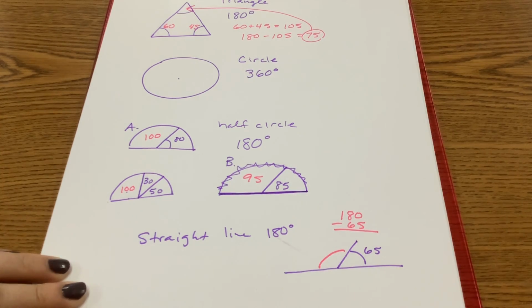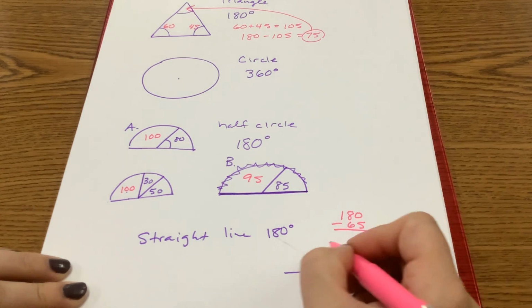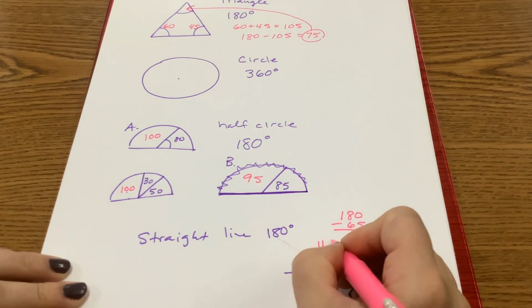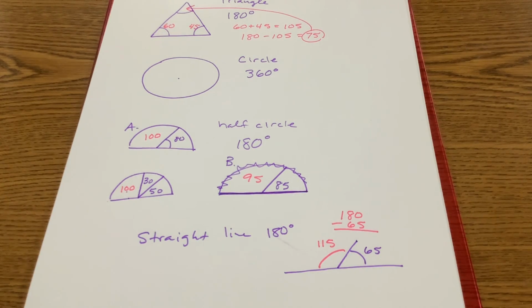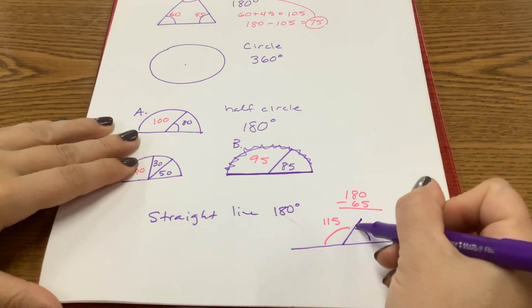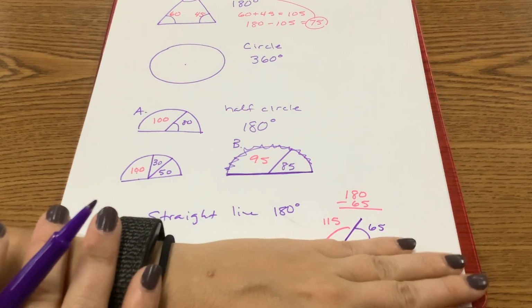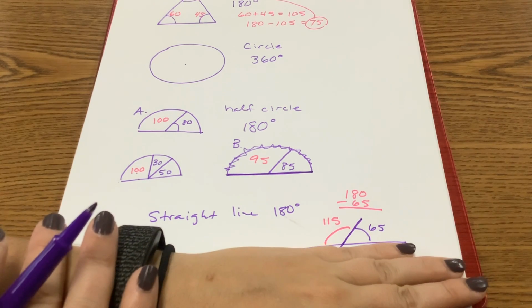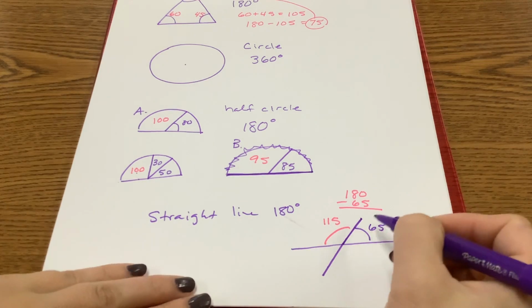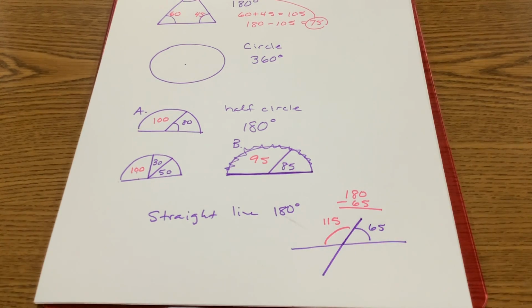65 out of 180. And we said it's 115. Okay. Now, what if I extend this line? Does it change what the angles are? No. Did it change what these angles are? Did they change at all? No. So extending this line doesn't change anything, does it?